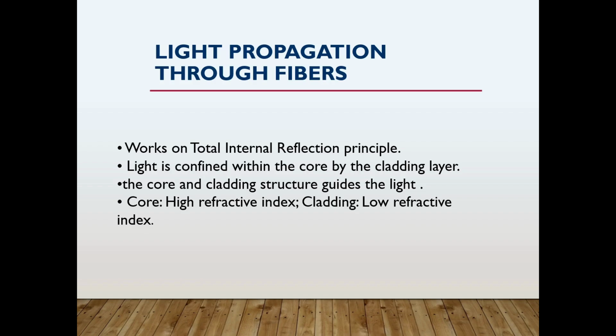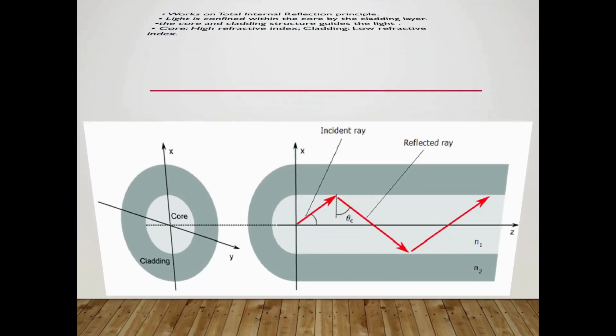Each fiber has a core, which is the inner layer of the fiber, and a cladding, which is the outer layer. The core guides the light, and the cladding ensures it doesn't escape. This structure forms the basis of efficient data transmission. The light inside the fiber carries digital information, making optical fibers perfect for high speed communication.